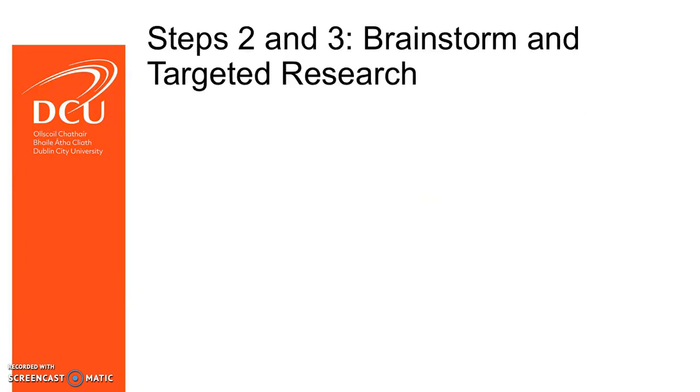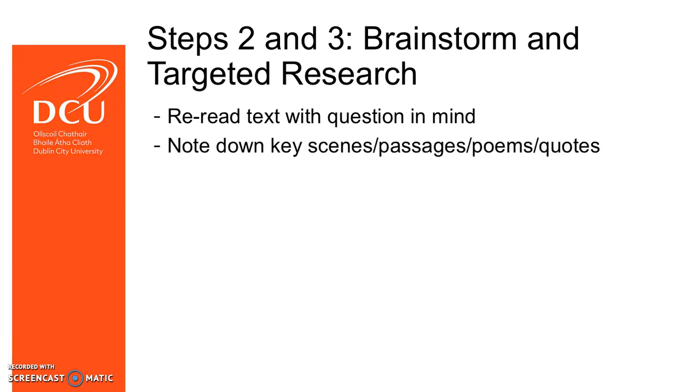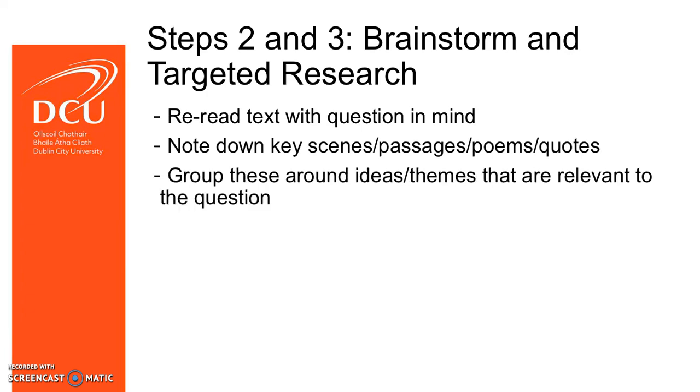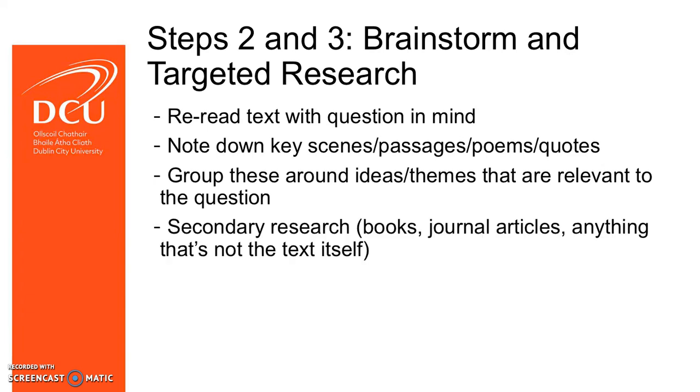Once you've chosen your question, work towards a brainstorm with the help of targeted research. Reread the text with the question in mind, or revise notes you've taken on your first reading to help you pick out key scenes and sections. Group these ideas around themes or topics that will be relevant to your essay. You should also start to look at some secondary sources to help you put your ideas together. I'll discuss these in more detail later.